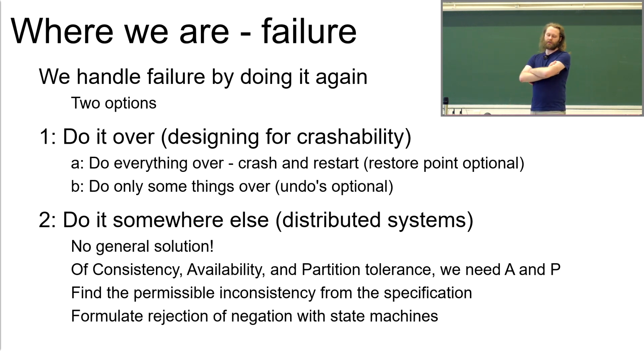And the way we handle this is that we formulate the rejection of negation, like we reject going backwards. So we have a double negative here, and the double negative forces us to go forwards. And I said the way we formulate this is with state machines.